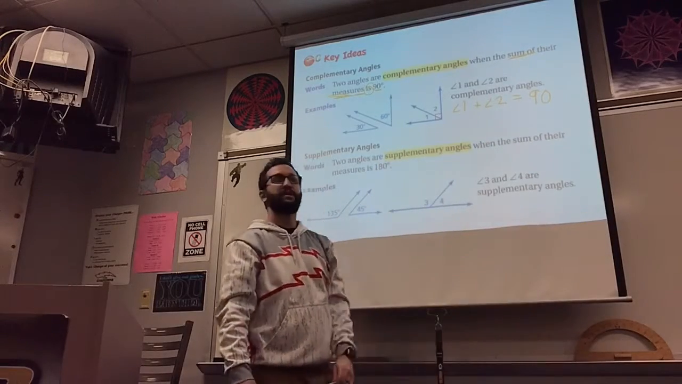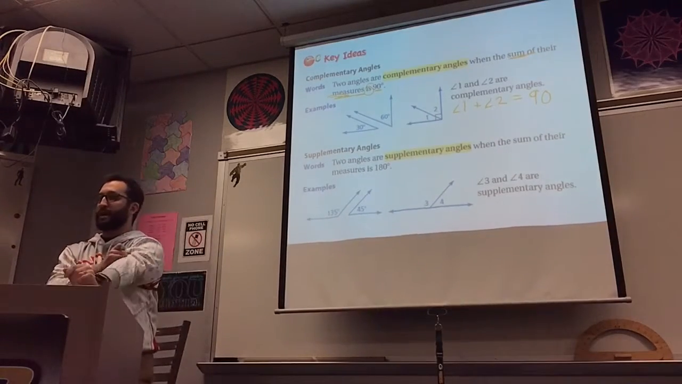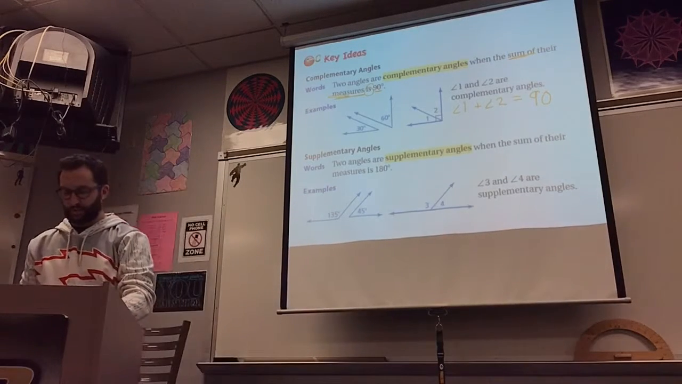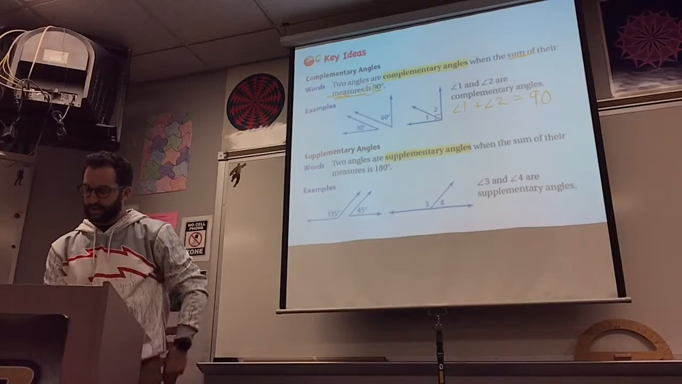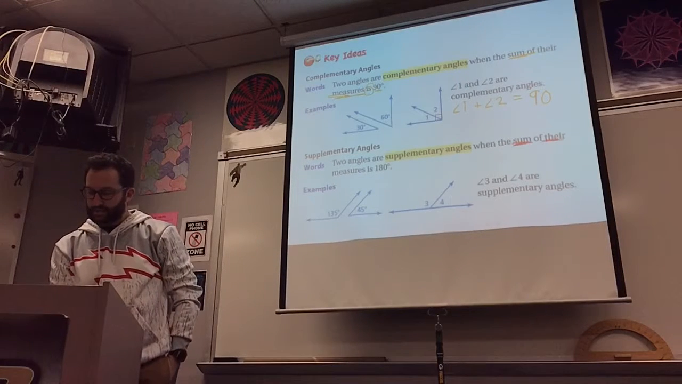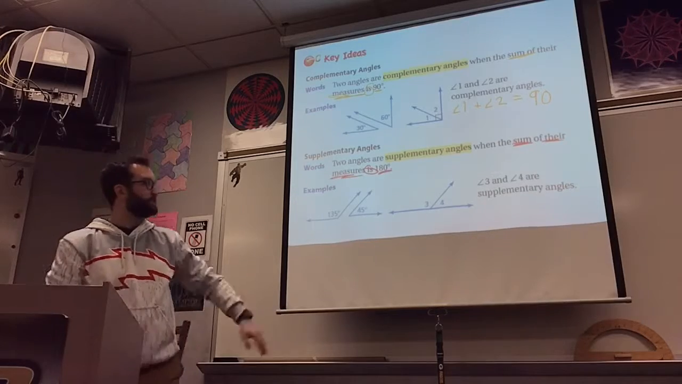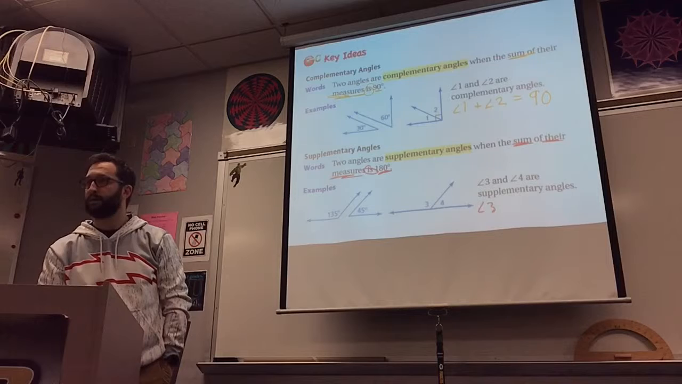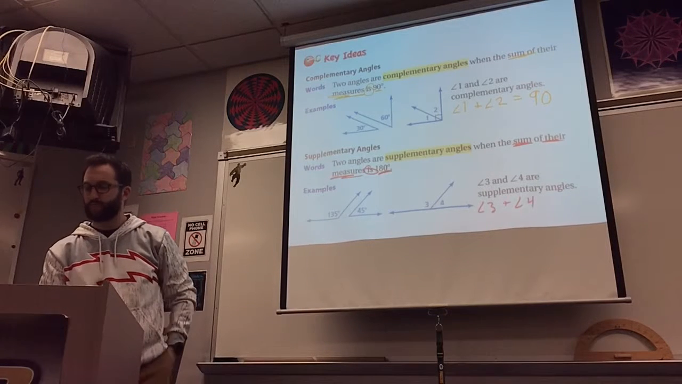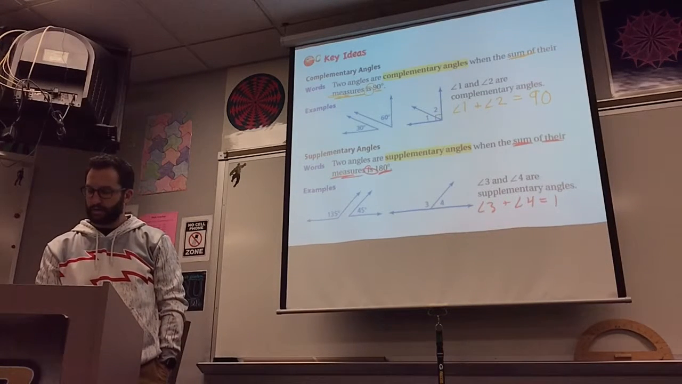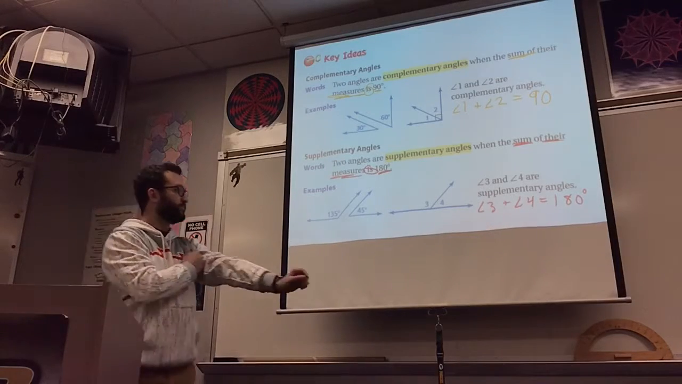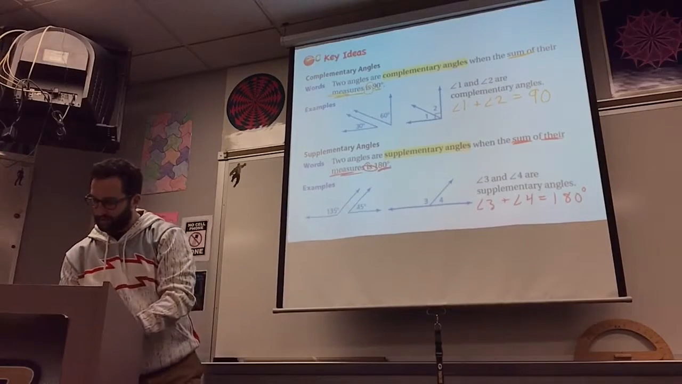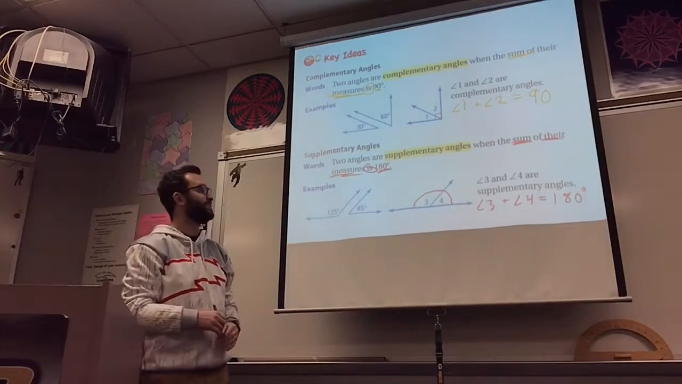Just like that for supplementary, and you should be writing these definitions down. Two angles are supplementary when the sum of their measures is 180. That's an equation. You with me on that? If angle 3 and angle 4 are supplementary, what can you tell me? Angle 3 plus angle 4 is what? 180. Now, why? What did you see here? It's a straight line. So angle 3 and angle 4, if you can go like this and make a straight line, it's 180.